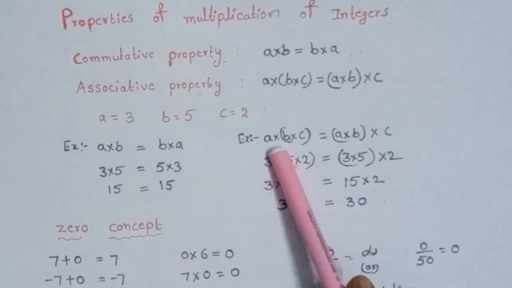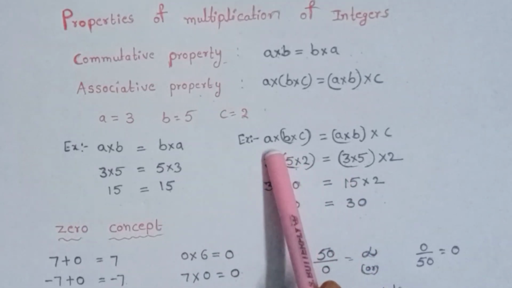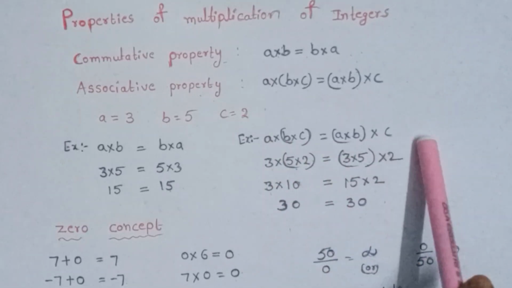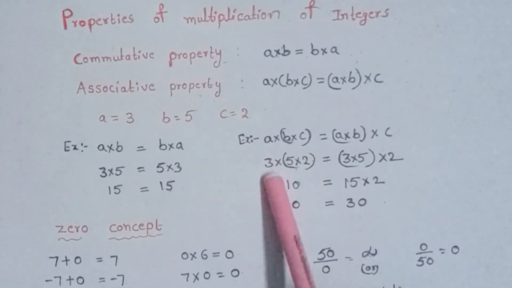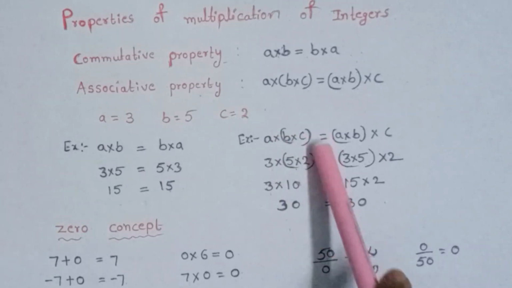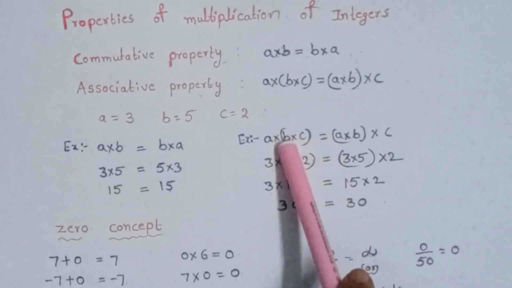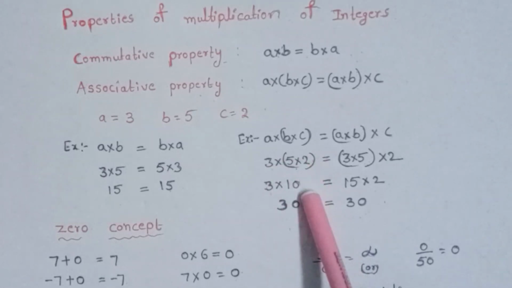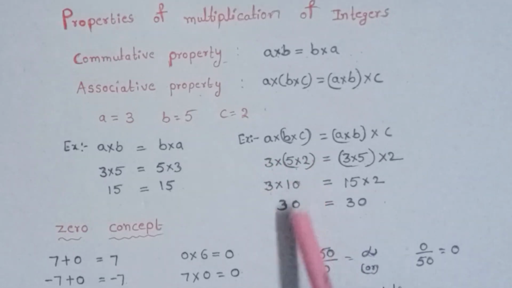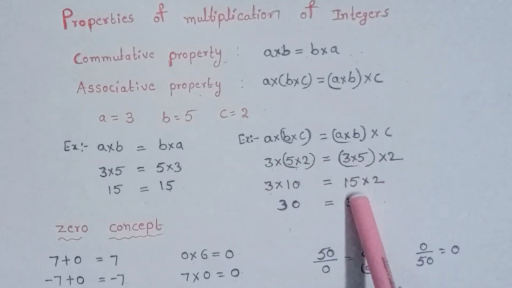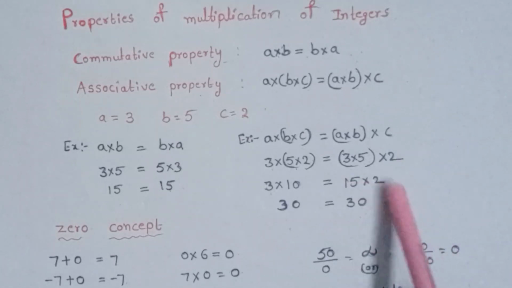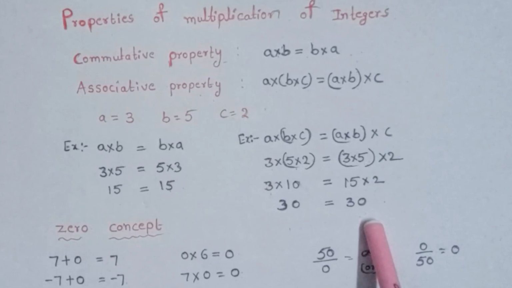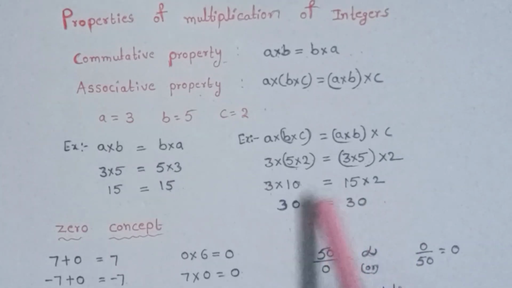Then here also associative property in the multiplication. (a into b) into c is equal to a into (b into c). Here a value is 3, b value 5, c value 2. So b into c, first solve the bracket. 5 2s are 10. Then here 3 into 10, 30. 3 5s are 15 into 2. 15 2s are 30. Here also LHS equals RHS. So here also we proved it.